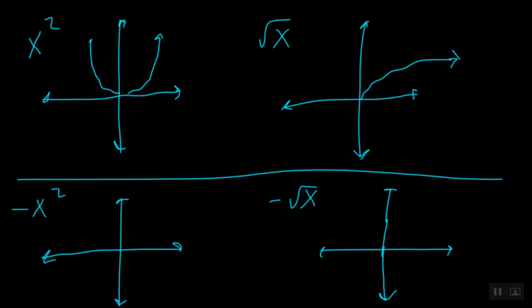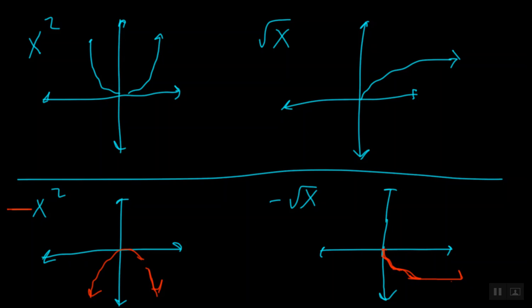We see what x squared looks like, and we see what the square root of x looks like. Well, what if we make it negative? What happens? This negative will always flip the graph over the x-axis. So instead of opening up, now it opens down. The same is true for the negative square root of x. Instead of opening up, now it opens down. I don't really know why this stylus writes so badly, but it'll look something like that.